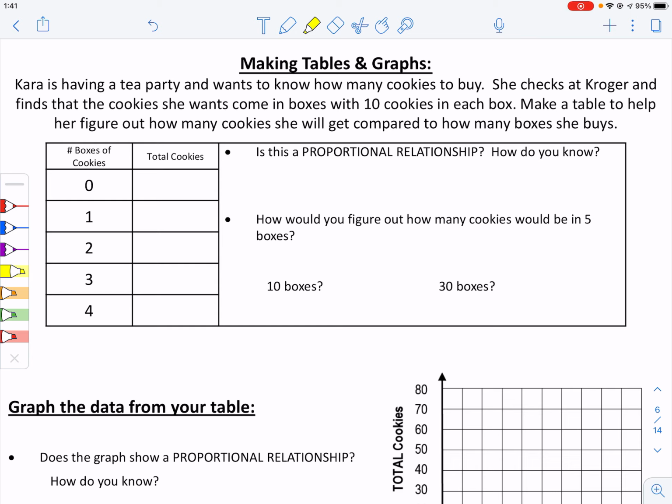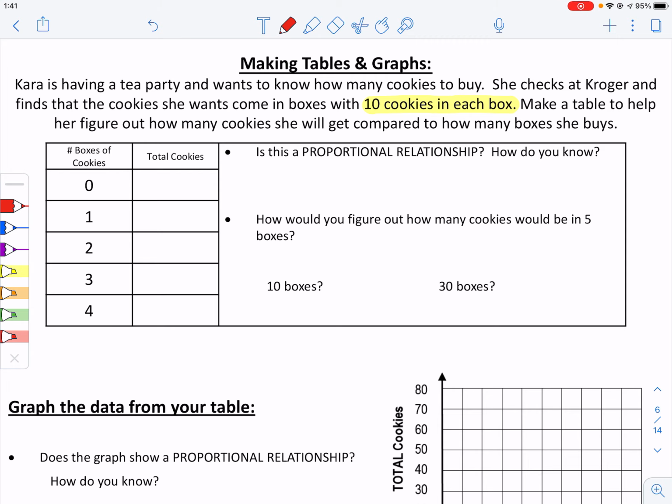So Kara's having a tea party and wants to know how many cookies to buy. She checks Kroger and finds that cookies she wants come in boxes with 10 cookies in each box. Make a table to help her figure out how many cookies she gets compared to how many boxes she buys.